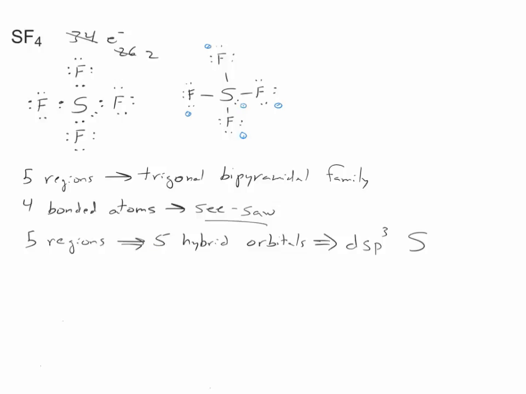Now for fluorine. Fluorine has 1, 2, 3, 4 regions around it. So each of the fluorines has 4 regions. Therefore, I need 4 hybrids. And what has 4 hybrids? The sp3 set. So I have each fluorine being sp3 hybridized, and the sulfur being dsp3 hybridized.